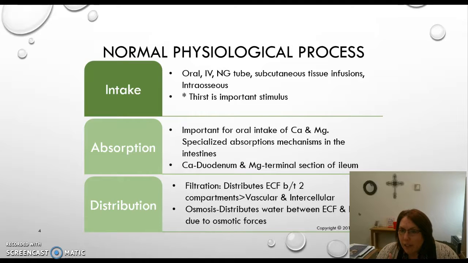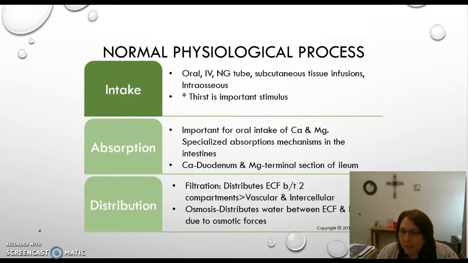Either through IV, NG, through our thirst stimulus that tells us that we're thirsty, along with subcutaneous tissues and intraosseous, or through the bone. Then we have to have absorption, which is important for oral intake of calcium and magnesium. We have aspects within our gut that allow us to absorb these electrolytes, and they're specialized absorptive things such as the intrinsic factor that we must have. Calcium is absorbed in the duodenum and magnesium is absorbed in the terminal section of the ileum. So that has to be in place to have adequate intake of fluid and electrolytes.